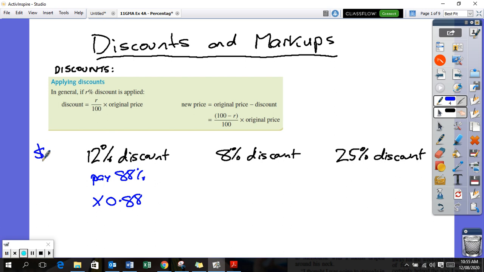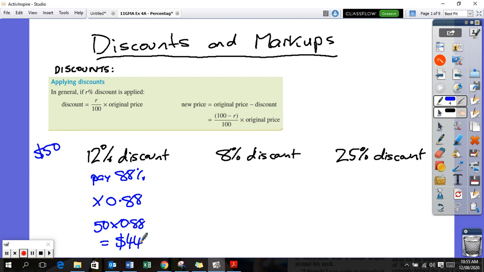So say we've got an item for $50, and we're paying 88%, or we've got 12% off. Then we pay 50 times 0.88, and we're paying $44. So $50, there's 12% off, and we're paying $44. We just multiply by 0.88 because there's a 12% discount. 100 minus 12 is 88, and that's where that number comes from.